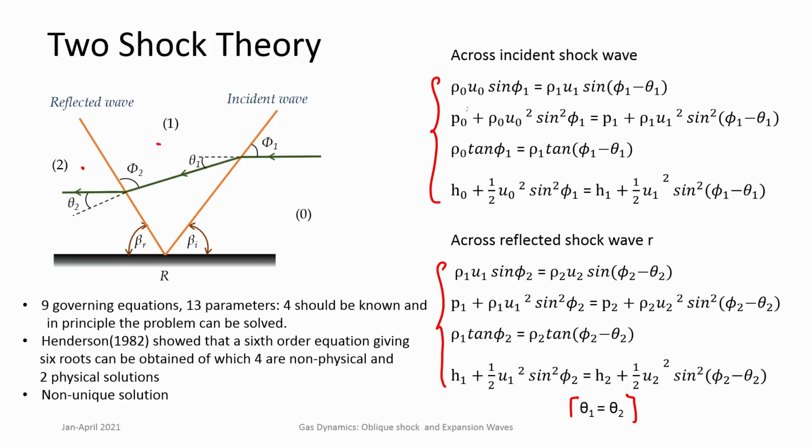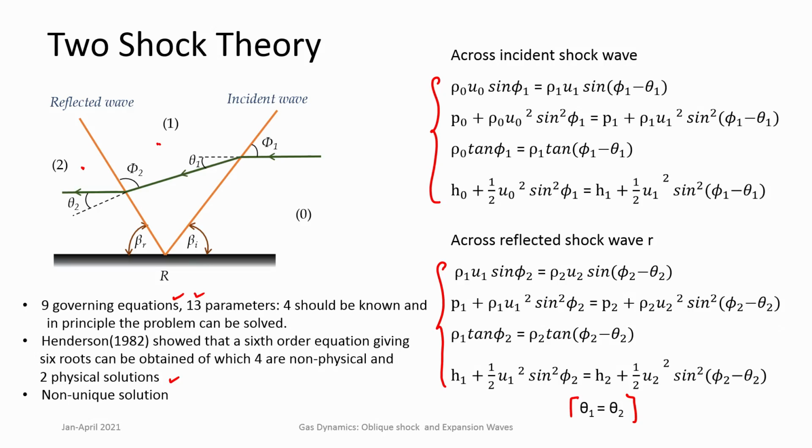So, what you have here is a series of such equations, and you have 9 equations and 13 parameters, and you need to know certain parameters. 4 parameters should be known to solve this problem, and you do not have all of them, so you do not have any unique solution. There are non-unique solutions, and usually 2 physical solutions are possible. So, this is how to do it analytically.